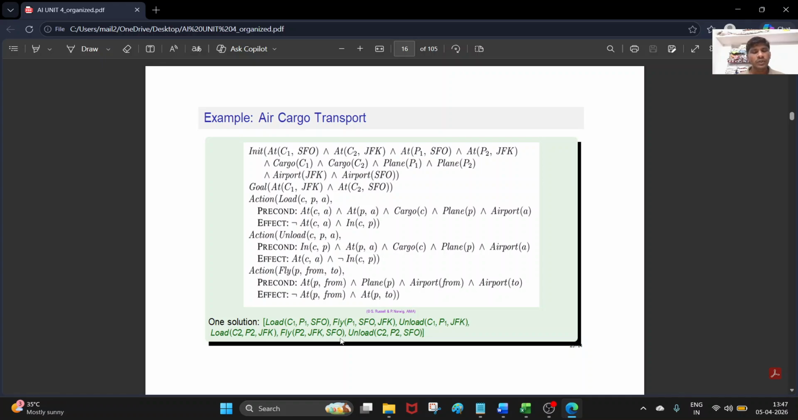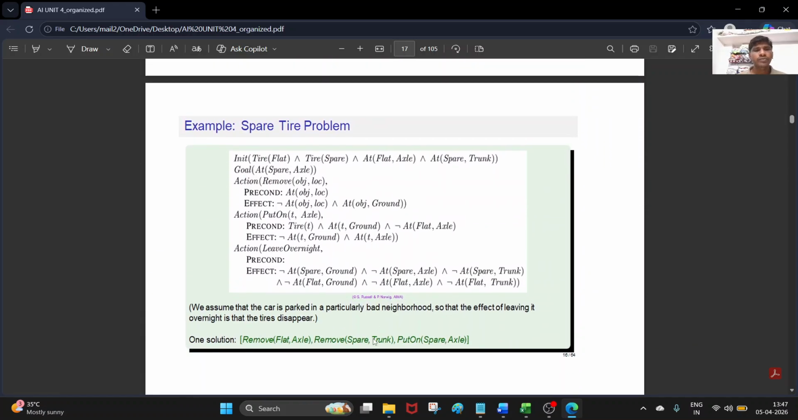Cargo 2 is loaded into flight 2 at John F. Kennedy Airport, flies to San Francisco Airport, and is unloaded at San Francisco Airport. Next problem is the spare tire problem.